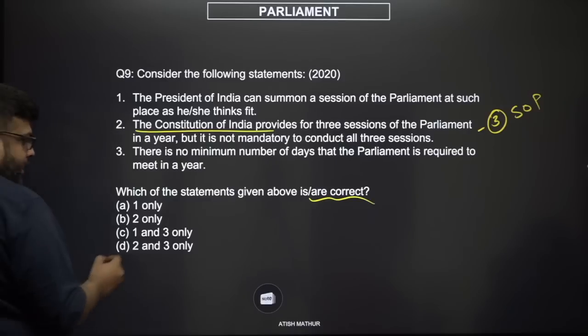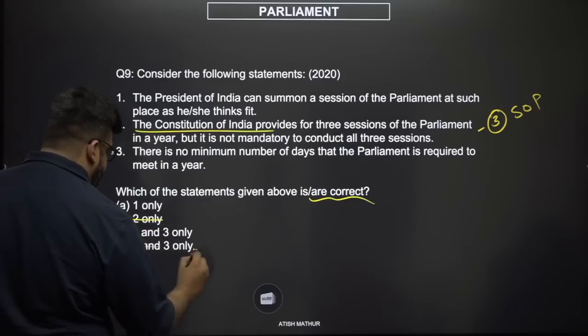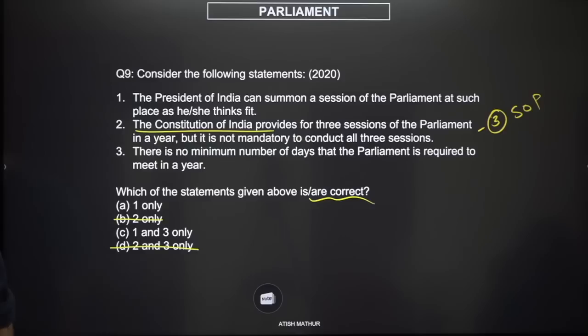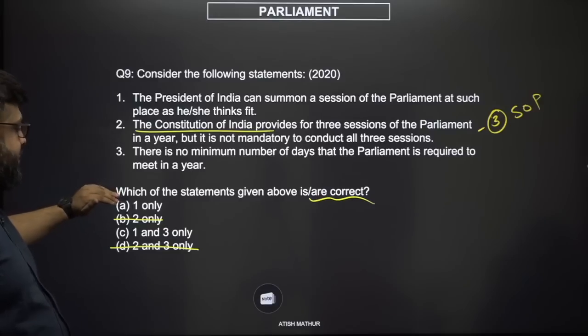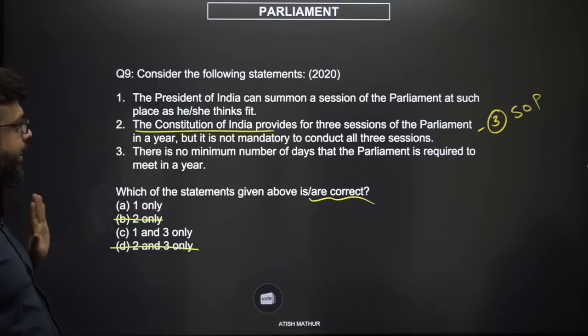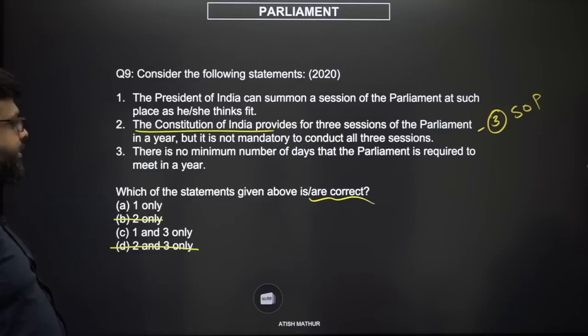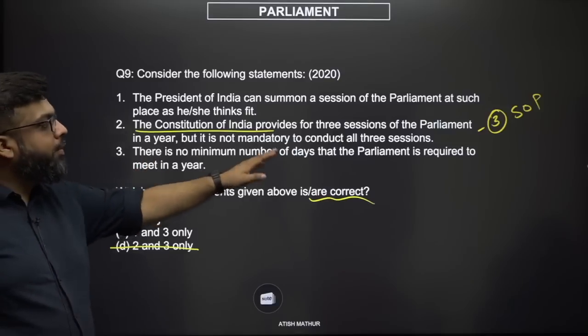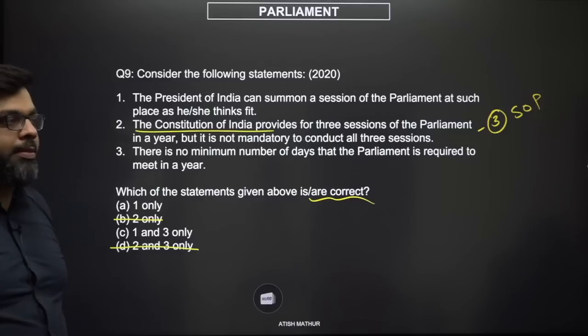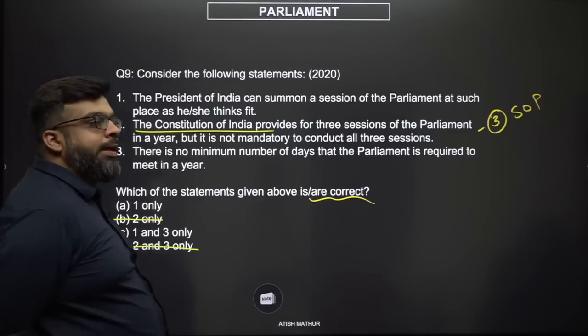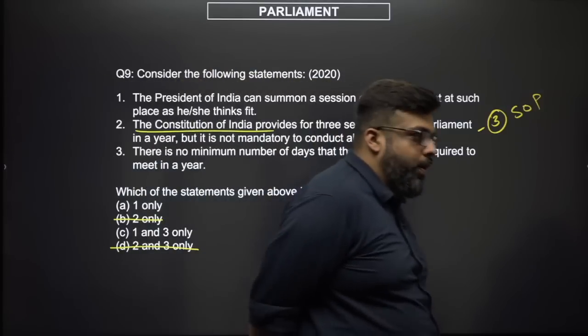So if we see this is wrong and this is wrong, now we are left with either 1 is correct or 1 and 3 is correct, which means 1 is definitely correct. The President can summon a session of the Parliament at such place. There is no minimum number of days that the Parliament is required to meet in a year. This can be solved easily through context.